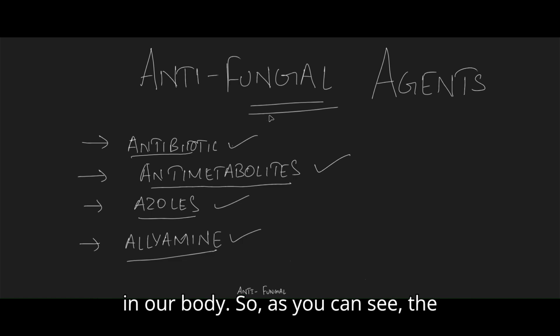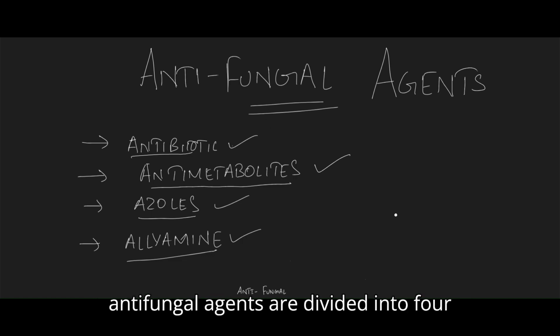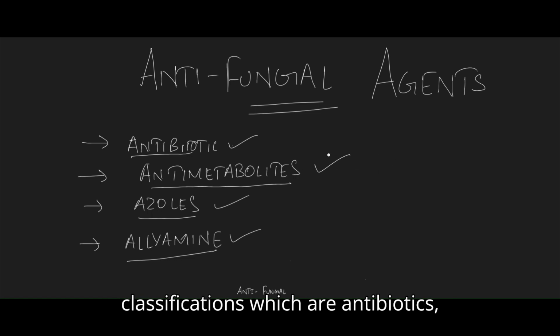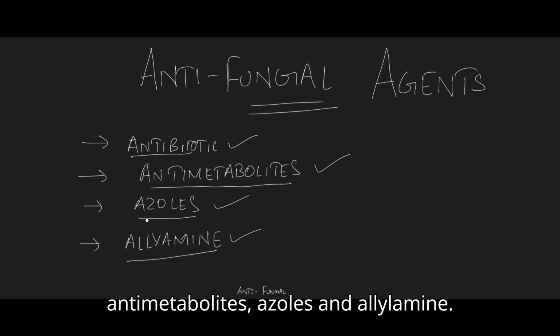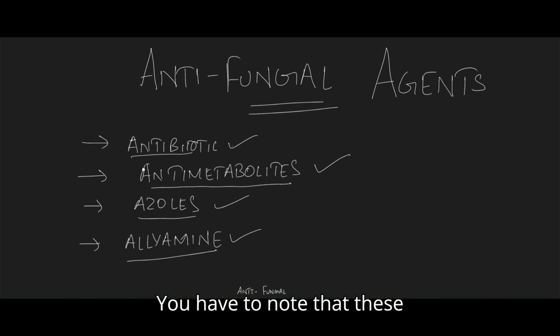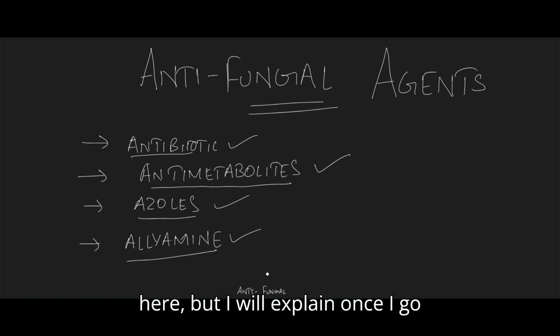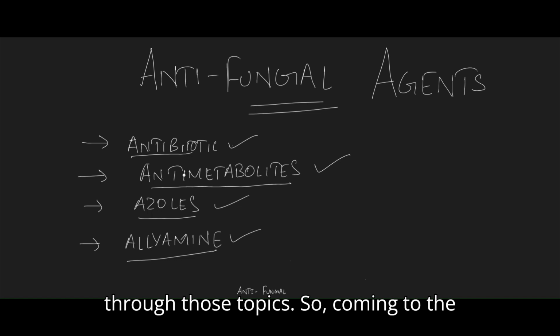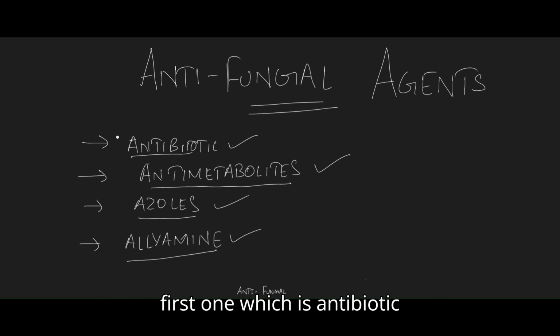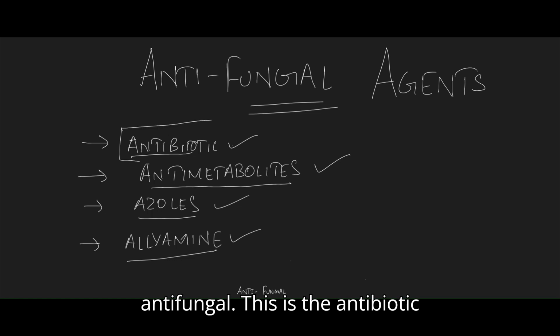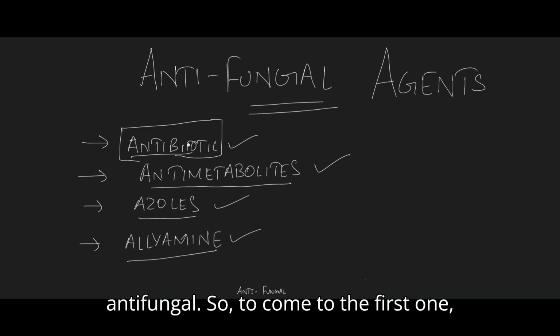As you can see, the antifungal agents are divided into 4 classifications, which are antibiotics, antimetabolites, azoles, and allylamine. You have to note that these classifications also contain sub-classifications, which I have not written here, but I will explain once I go through those topics. So coming to the first one, which is antibiotic antifungal.